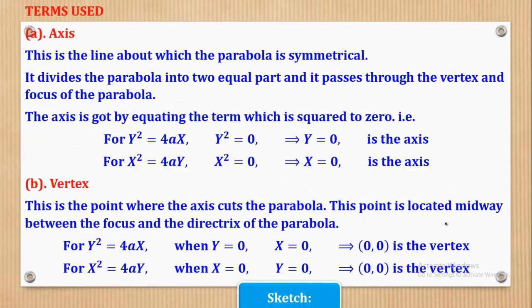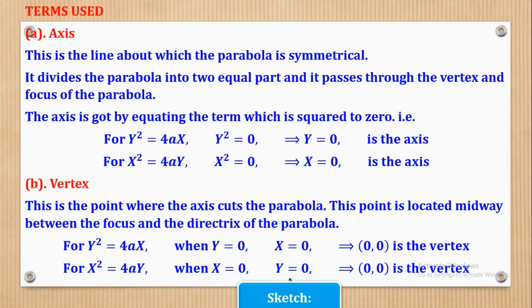Now let us look at some of the terms used in this topic of parabola. So the first term will be the axis. Axis, this is the line about which the parabola is symmetrical. We have already seen that it can be symmetrical about the x-axis or y-axis or any other point. So the line of symmetry of a parabola is what we call the axis, or axis of a parabola, and it divides the parabola into two equal parts, and it passes through the vertex and the focus of a parabola. Now there are these two terms, vertex and focus. At least for focus we have some little knowledge, but this vertex we don't have any knowledge.